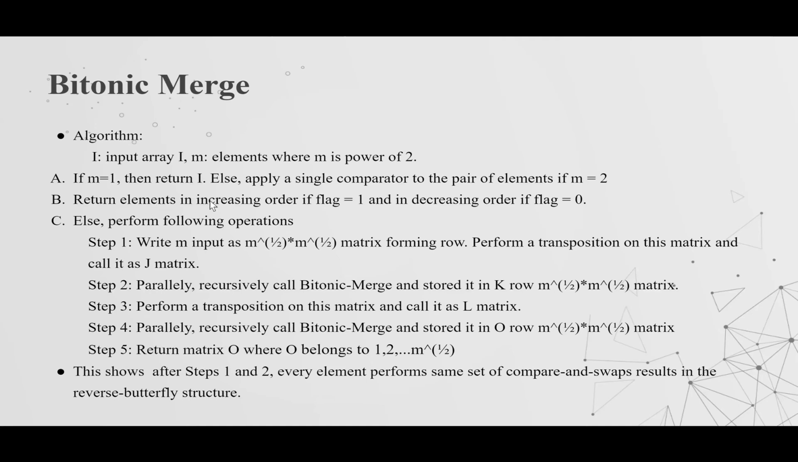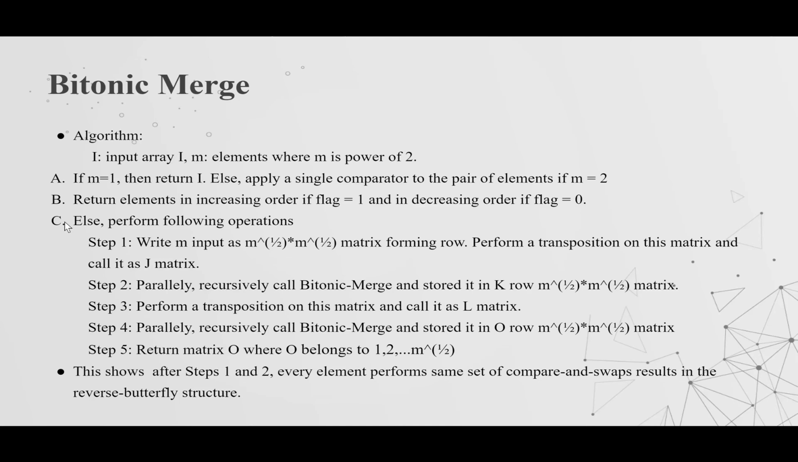In step 1, we check if m is 1, then we return the input array I. But if m is 2, then we apply the single comparator to the pair of elements. Then if flag is 1, we sort the returning elements in increasing order, and if flag is 0, then we sort the elements in decreasing order. If both are not true, then we follow step 2.